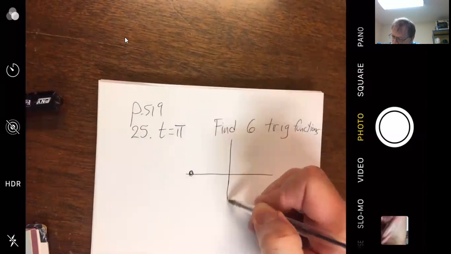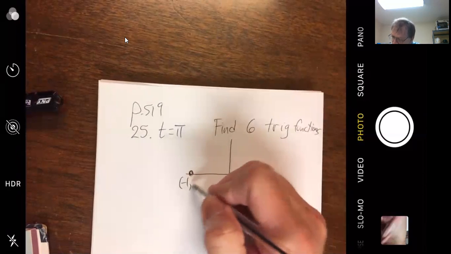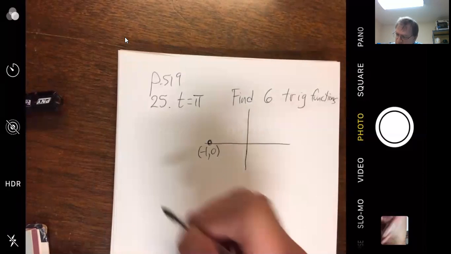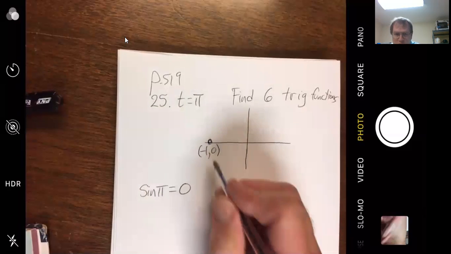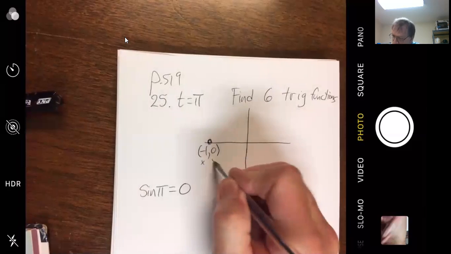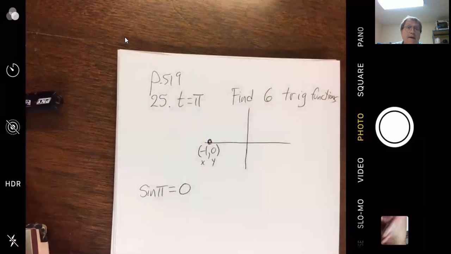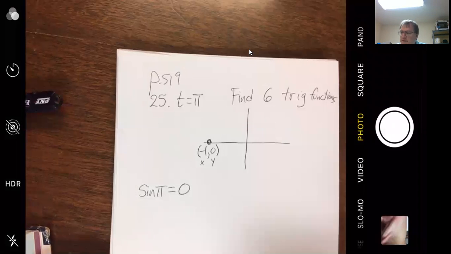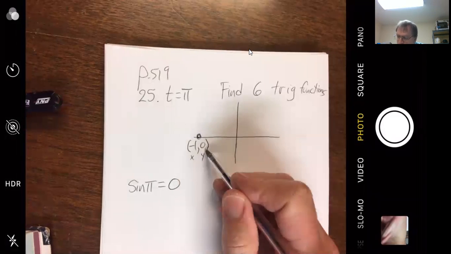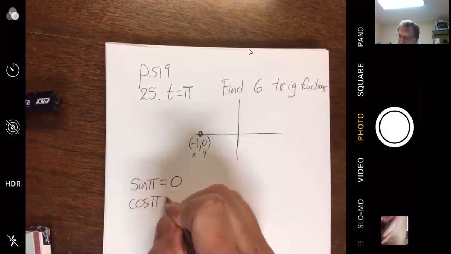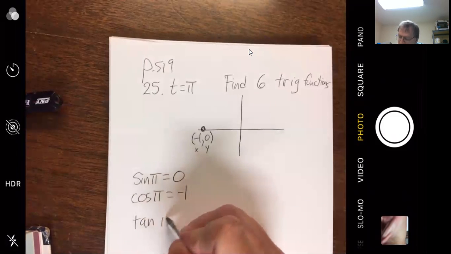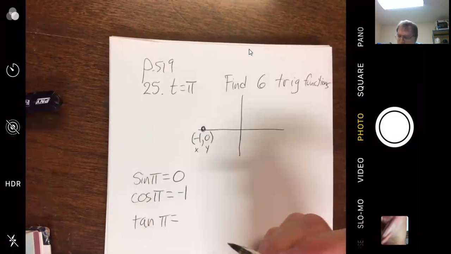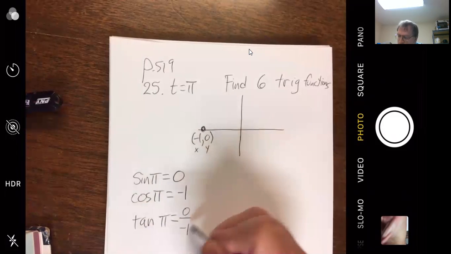Locate pi, coordinate of negative 1, 0. List them in the table. Sine of pi, 0. That's your y coordinate. That's x, that's y. Okay, so the sine of pi is 0, the y coordinate. The cosine of pi is negative 1, the x coordinate. Tangent of pi, sine of pi over cosine pi, 0 over negative 1, that'll be 0.